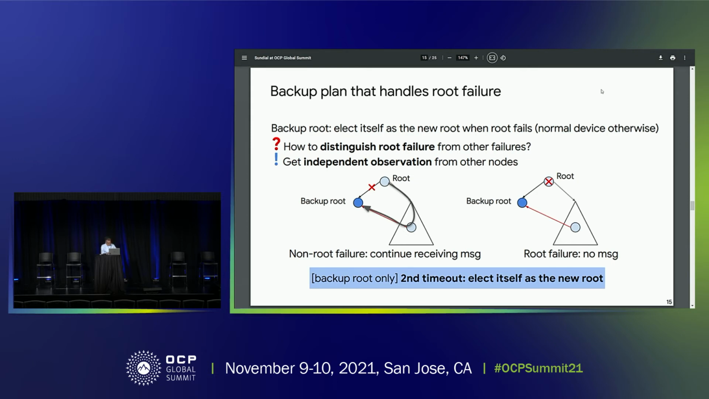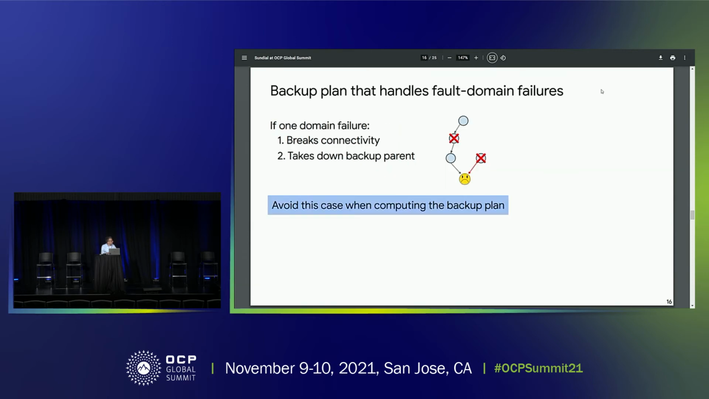Essentially, on the first timeout, it will turn to its backup parent, and if it continues to receive no messages, then the second timeout expires. Then it knows the root is down. It will elect itself as the new root. Next slide, please.